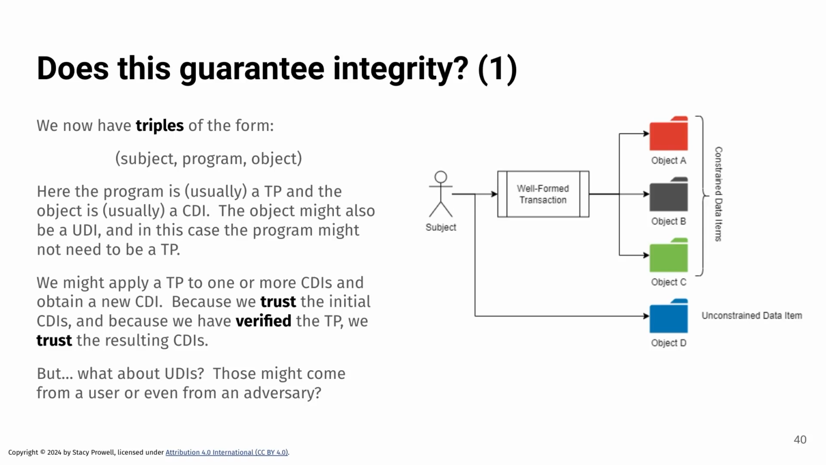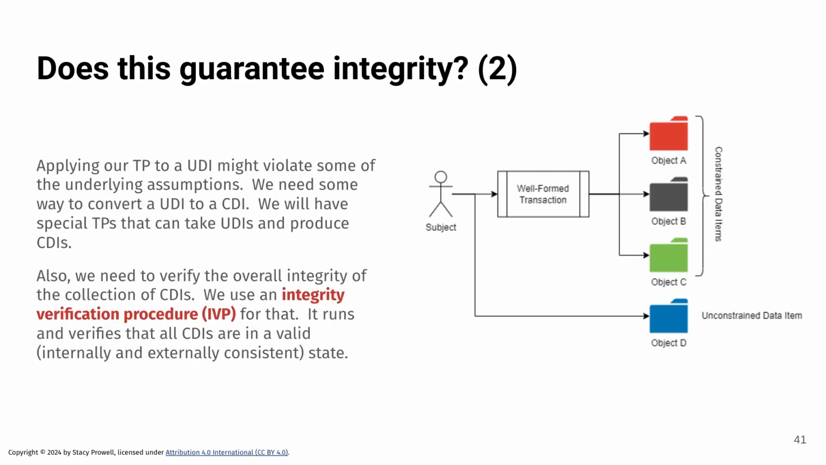Because the result of this might be a transformed CDI. I might take an object, apply a TP to it, yielding a new object. Or maybe I take multiple objects and apply a TP to them, yielding a new object. And again, I trust the initial state, I trust the transaction, therefore I can trust the result. That's the basic line of argumentation. We might want to try to apply one of our TPs to a UDI, but we don't necessarily trust those. They aren't necessarily at the same level of trust.